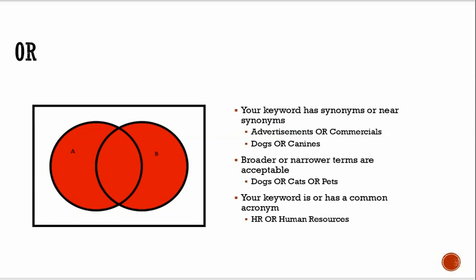A search for cats or dogs tells the computer that you want any articles that are about cats and any articles that are about dogs and any articles that mention cats and dogs. Notice that this brings back more results than an and search, which tells the computer that you only want to see articles that are about both cats and dogs.